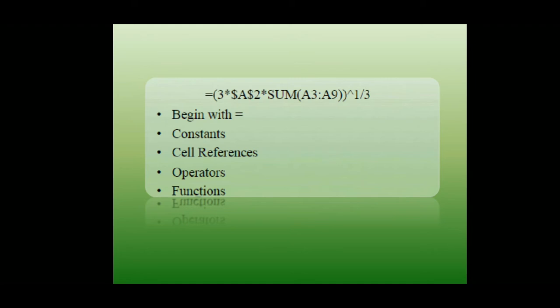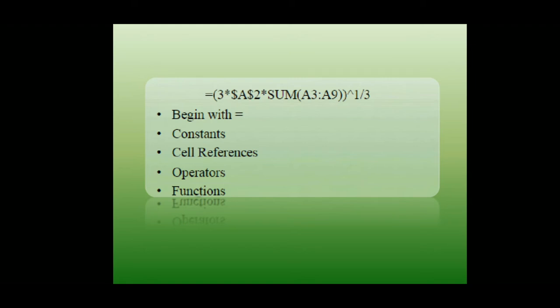So what will this formula be interpreted as? 3 multiplied by the value only in the given cell A2, multiplied by the sum, and now the sum is from which range? From A3 to A9. Whatever values are filled in from A3 to A9, those values are to be added and multiplied with A2 and 3. Once you solve this formula, then the next symbol is the exponent symbol, that is cube root. The cube root of whatever comes as the output has to be calculated.